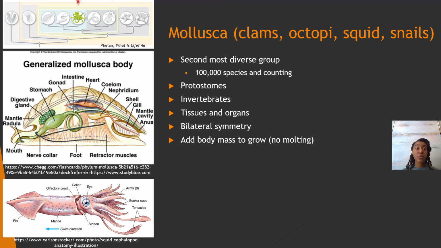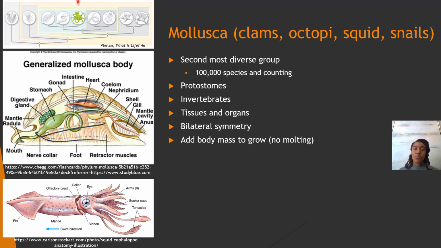The next big group, which is the second largest group of animals that exists, are the molluscs, or those that belong to the phylum Mollusca. And this includes clams, octopi, squids, and snails, and various other organisms. Like I mentioned, this is the second most diverse group of animals. This is only second to arthropods. Arthropods are the most diverse.